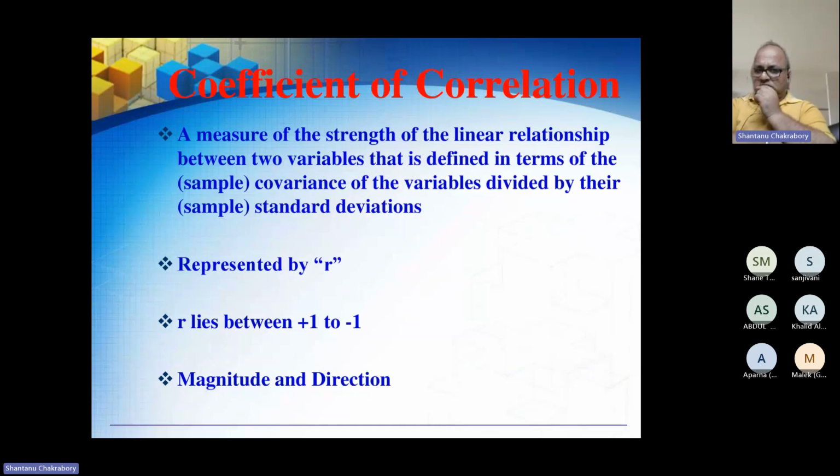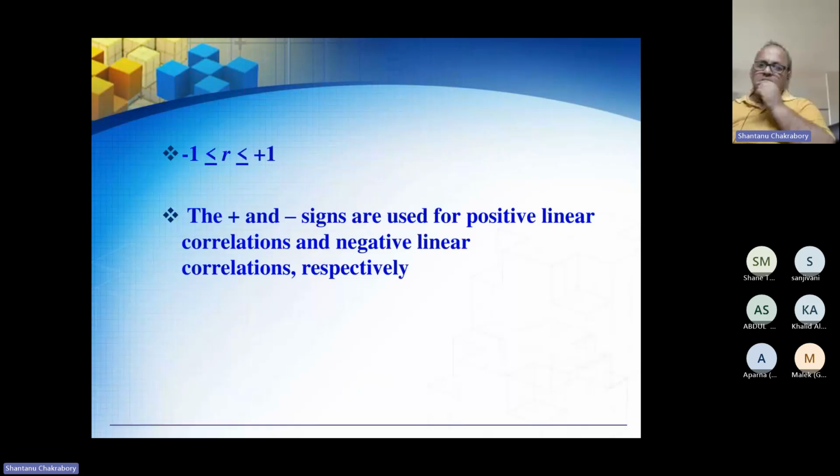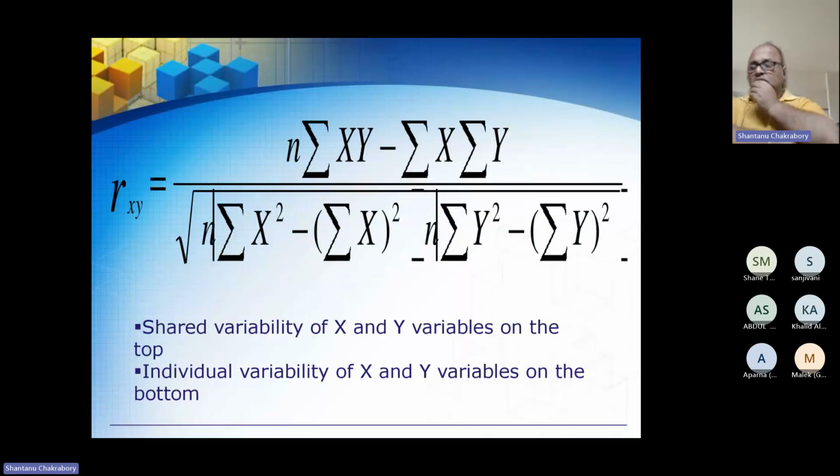So the coefficient of correlation provides us with a measure of the strength of the linear relationship between the two variables that we have taken, X and Y, which is the covariance of the variables divided by their sample standard deviations. Now R lies between -1 and +1, and +1 signifies a positive linear correlation, while -1 or near -1 signifies a negative linear correlation. Now, please write down, this is a very, very important formula.